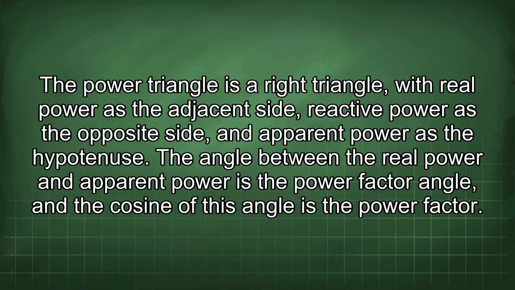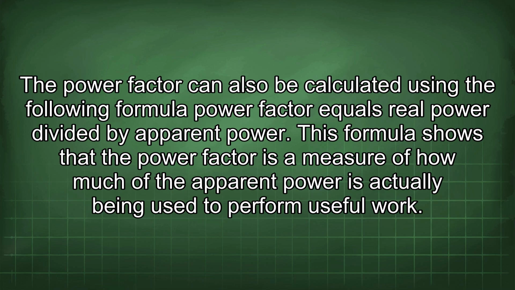The angle between the real power and apparent power is the power factor angle, and the cosine of this angle is the power factor. The power factor can also be calculated using the following formula: power factor equals real power divided by apparent power. This formula shows that the power factor is a measure of how much of the apparent power is actually being used to perform useful work.